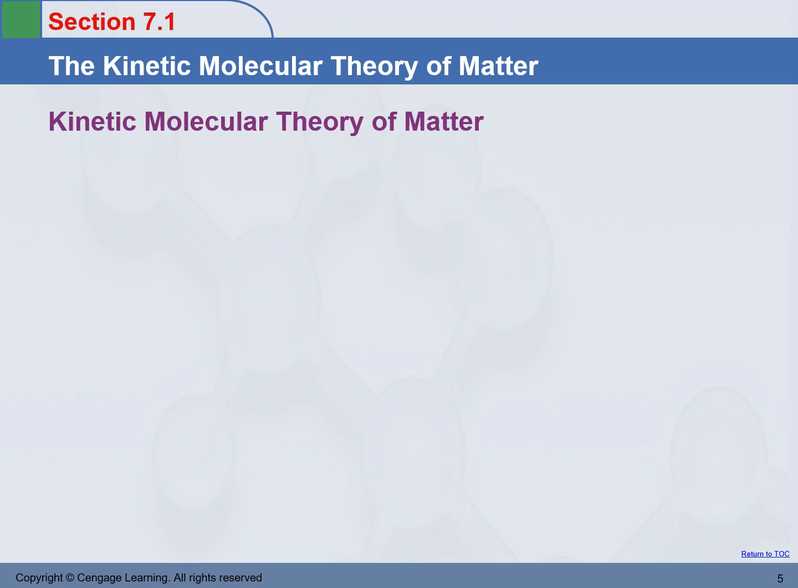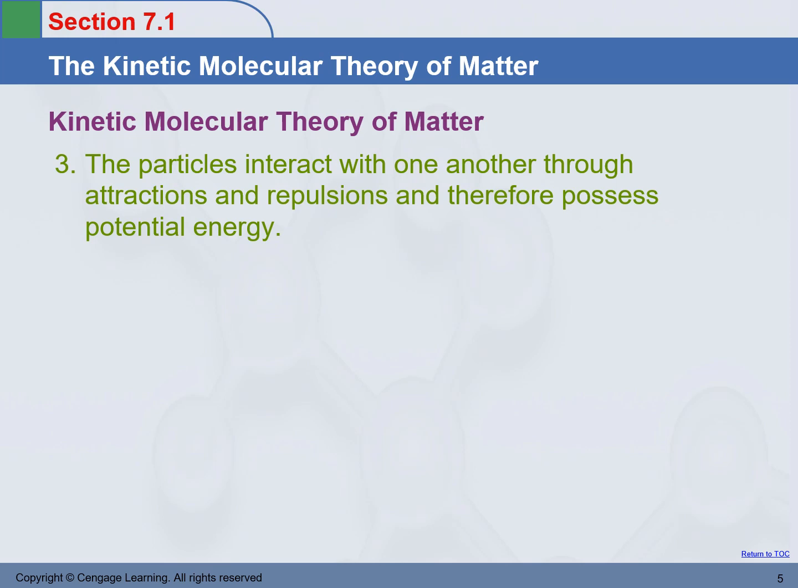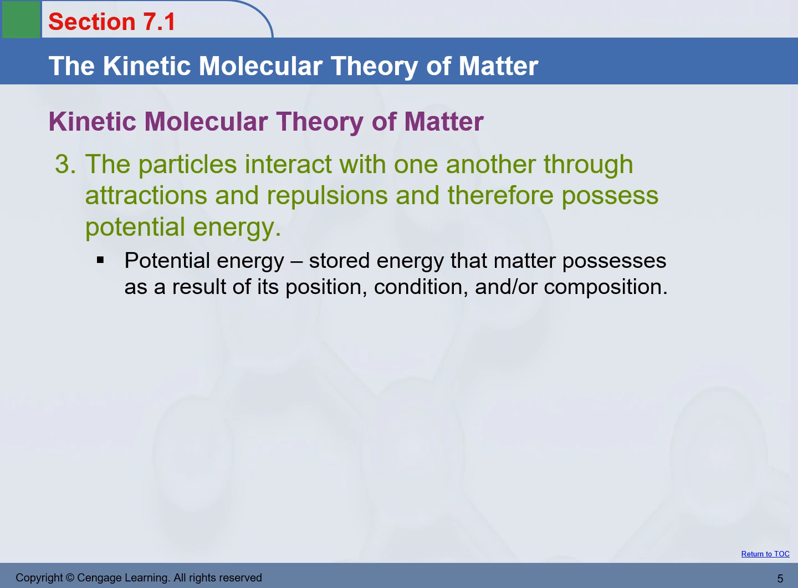The particles inside a matter are in constant motion. They also interact with each other. Particles interact with one another through either attractions and or repulsions. Therefore, they have potential energy. Potential energy is the stored energy that the matter possesses as a result of the particle's position, condition, and or composition.